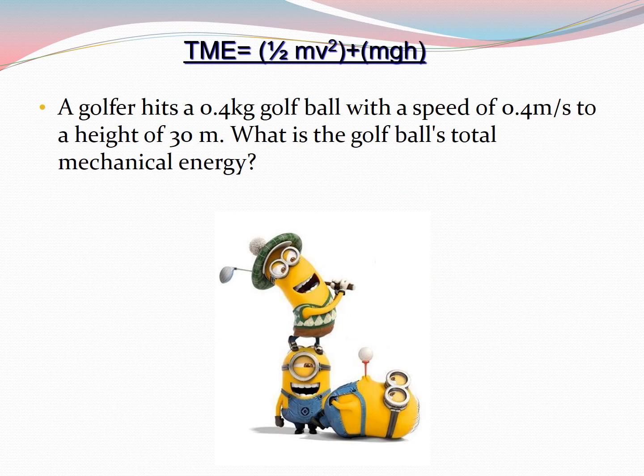So a golfer hits a 0.4 kilogram golf ball with a speed of 0.4 meters per second to a height of 30 meters. What is the golf ball's total mechanical energy?